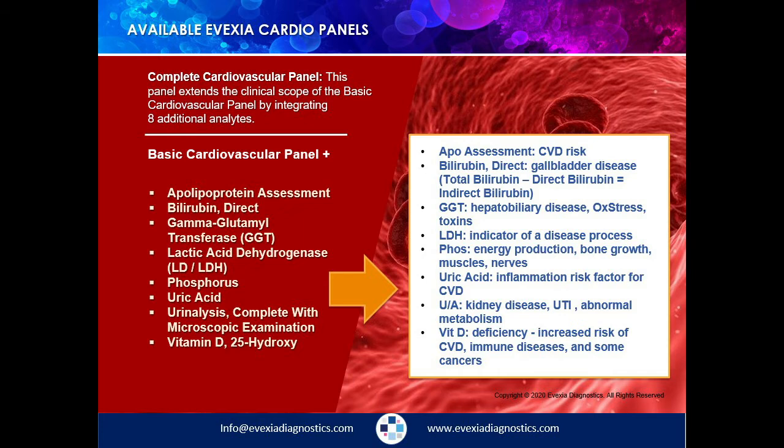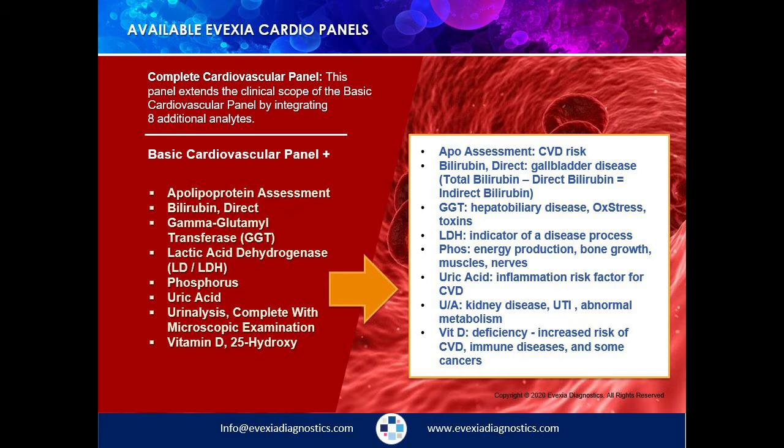And by the way, the level of the indirect bilirubin can be obtained by subtracting the direct bilirubin value from the total bilirubin value. And an increase in indirect bilirubin is associated with certain types of anemia, especially hemolytic anemia, and also a genetic disorder called Gilbert's syndrome.